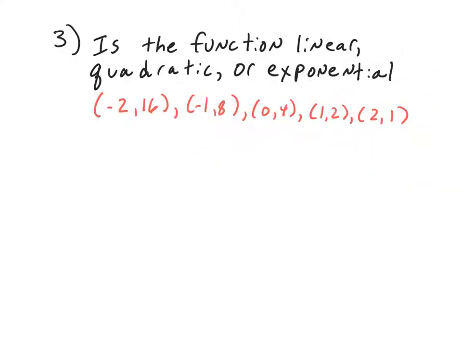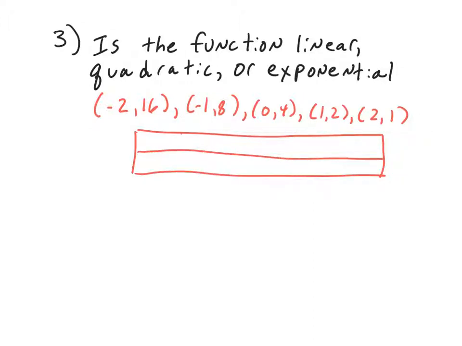On number 3, it's asking us, is the function linear, quadratic, or exponential? Remember last week we did this with a table, and we were doing linear and exponential. We didn't do quadratic. So this is a little bit more involved. We don't have a table, but we can make a table if we want. You just put the points into a table, if that helps you look at it better. So we have negative 2, negative 1, 0, 1, and 2. Make sure I got them all. Yep, I did.